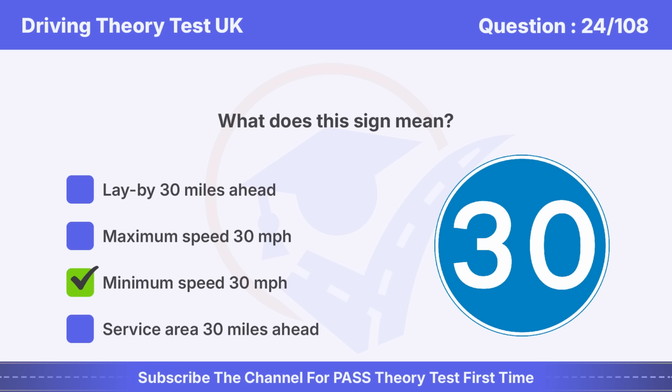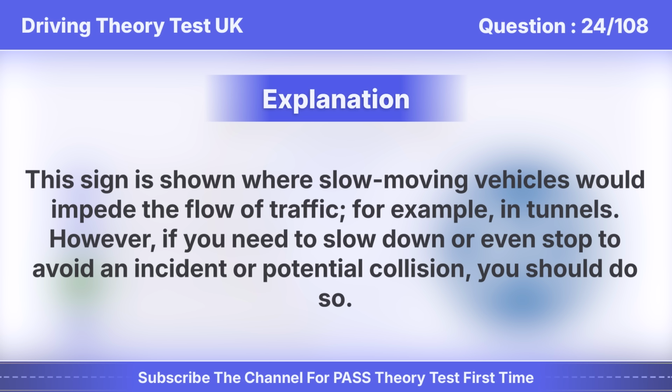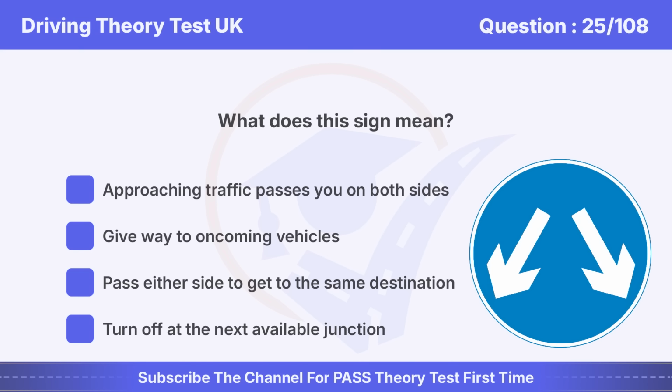Answer is C. Minimum speed 30 miles per hour. This sign is shown where slow-moving vehicles would impede the flow of traffic, for example, in tunnels. However, if you need to slow down or even stop to avoid an incident or potential collision, you should do so. Question 25. What does this sign mean?